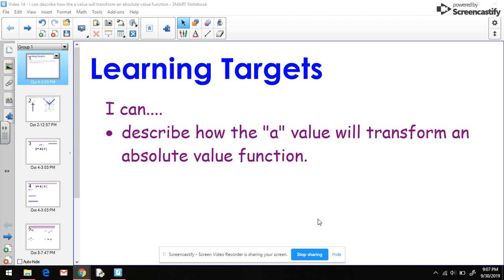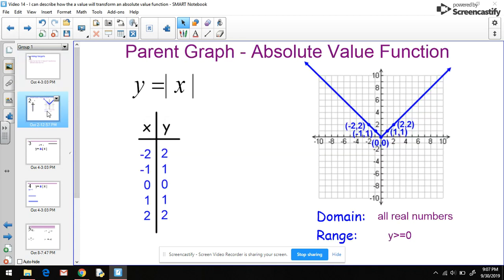So in this video, we are going to start looking at transformations of absolute value functions. This video is going to focus specifically on the a value and how it alters that parent absolute value graph. What you should be familiar with already is the parent graph for the absolute value function.